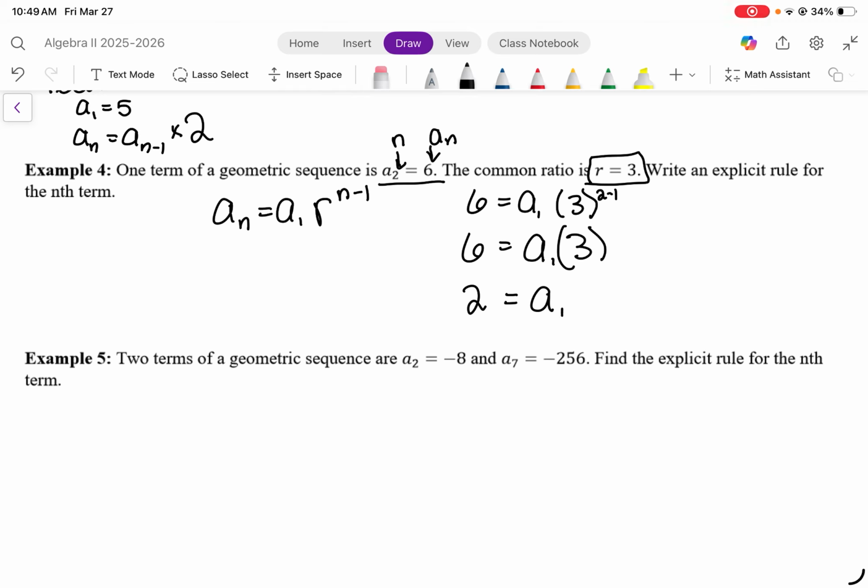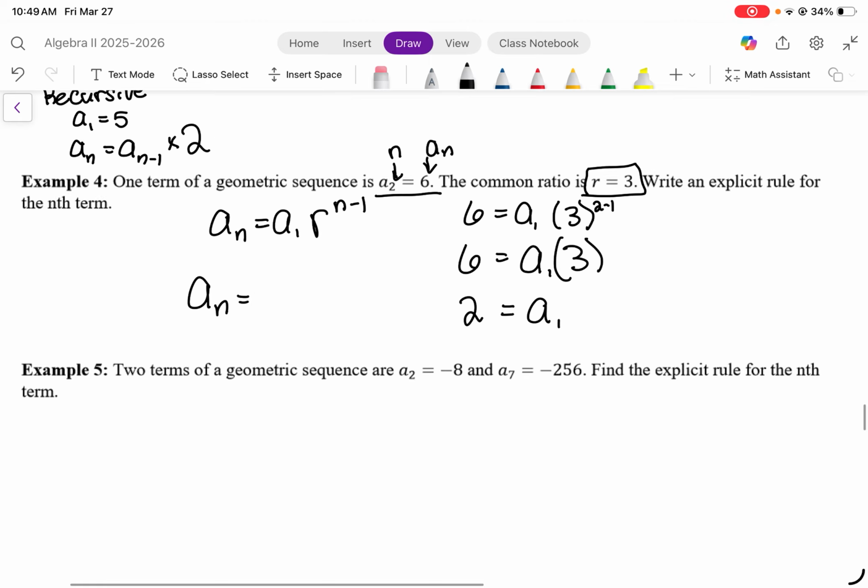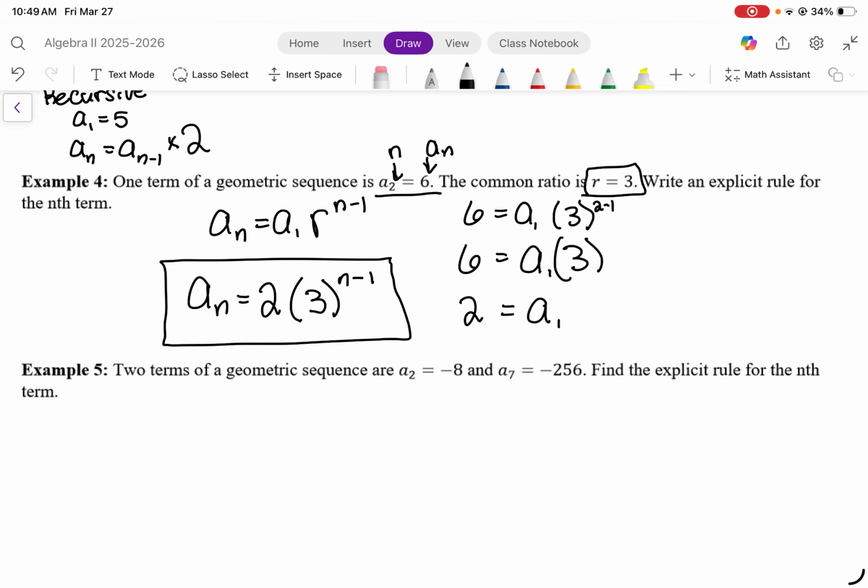That gives me enough information now to write my final rule. So a sub n is going to equal my first term of 2 times my common ratio of 3 to the power of n minus 1. So all of your rules should have an n value in them when you are done.